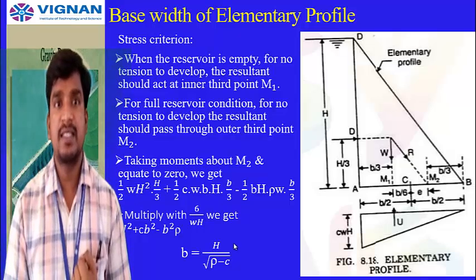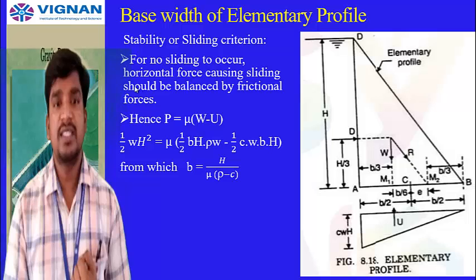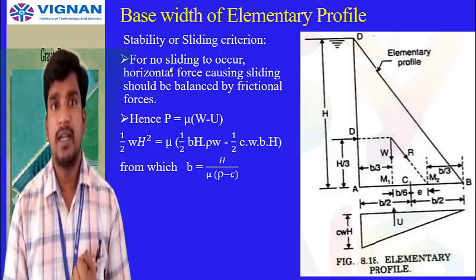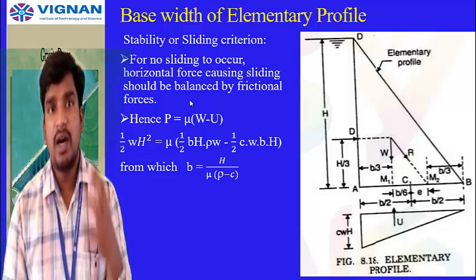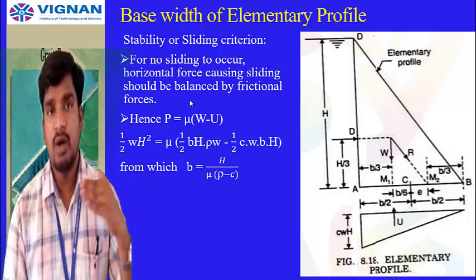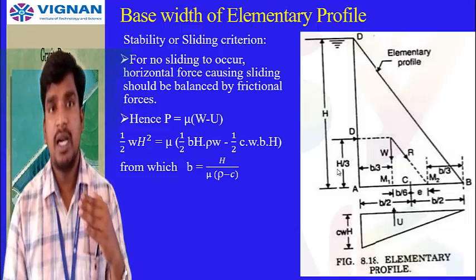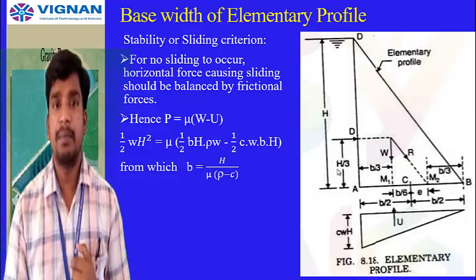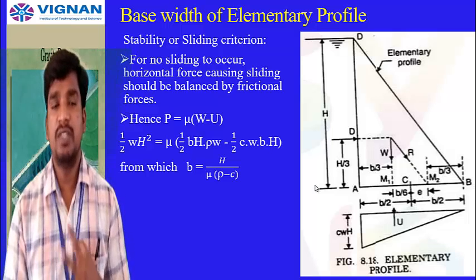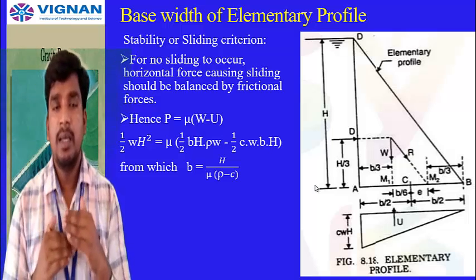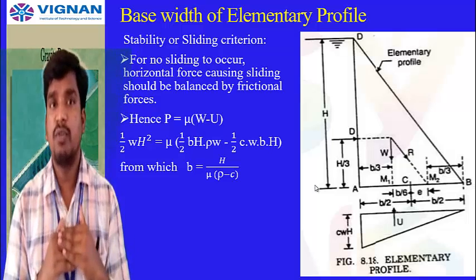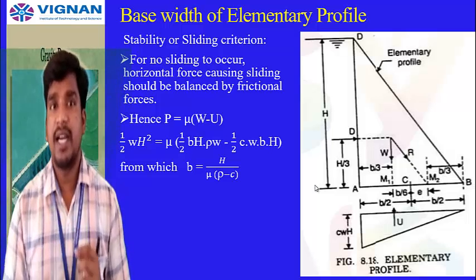Now, considering the sliding or stability criterion: for no sliding to occur, if you don't want the dam to slide, what happens? For sliding, only the horizontal force is responsible. Whenever the horizontal pressure acts on the body of the dam, it leads to sliding of the dam. This sliding force is resisted only with the help of frictional forces at the base of the dam, between the foundation and the base of the dam. If sufficient frictional forces exist, then only can we avoid sliding.